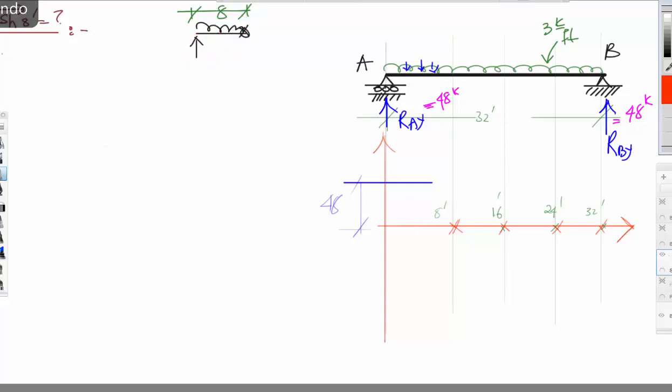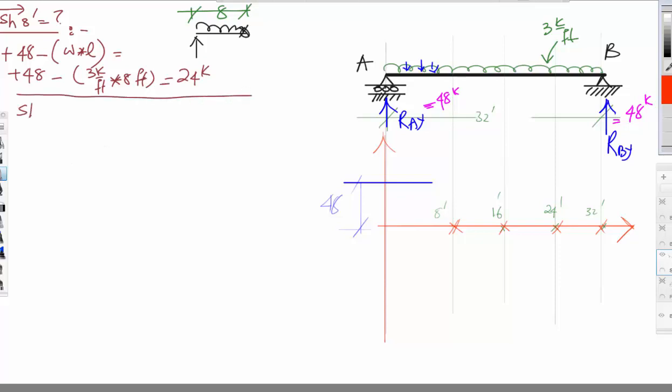So we have plus 48 minus, now the W here is equal to omega multiplied by L. So plus 48 minus omega, which is 3 kip per foot, and L in this case is 8 feet, and that is equal to 24 kips positive.